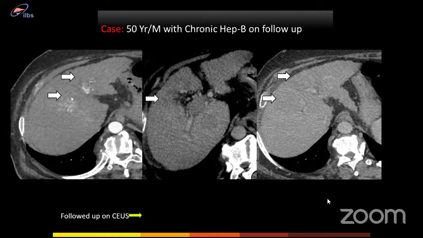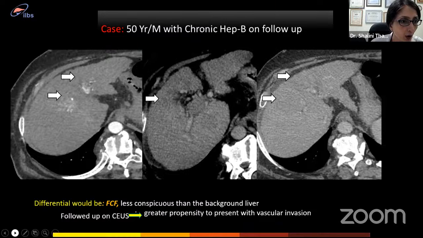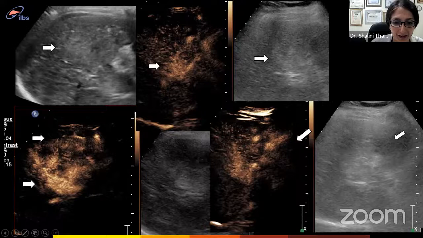So it says 50-year-old male with Hep B, right? Yes, ma'am. I'm going to move it to the next slide. Can you see something at the bottom? And this is the next slide. Is that visible now, the ultrasound? Yes, we can see. Okay, thank you. I think that's fine now. Thank you for stopping me right there.